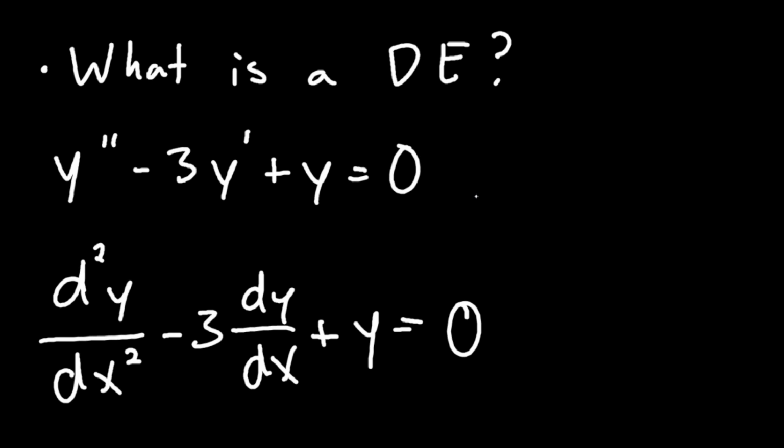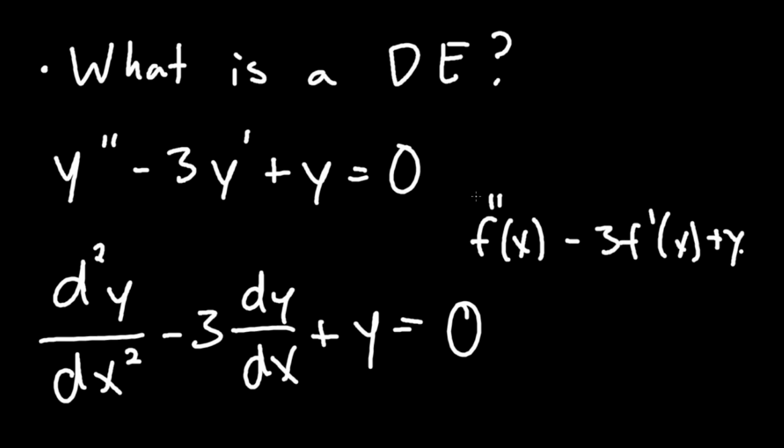And if I were to use f of x, I think differential equations uses f of x just slightly less. My class uses it a little less, but it would be f double prime of x minus 3f prime of x plus y is equal to 0. Right? All these guys mean the same exact thing.